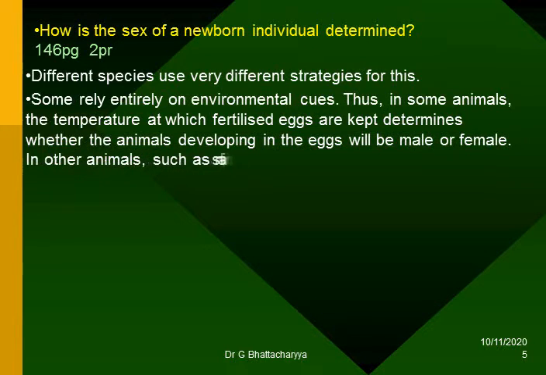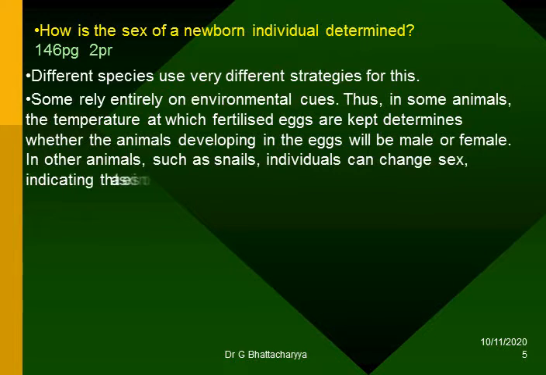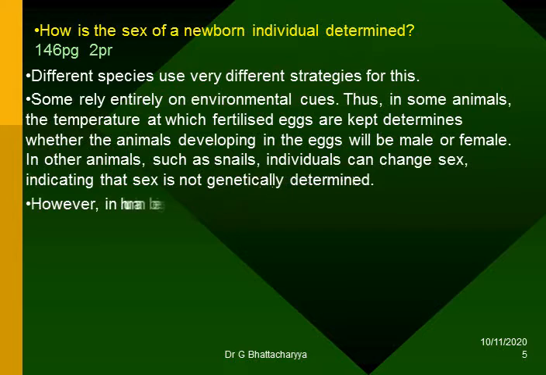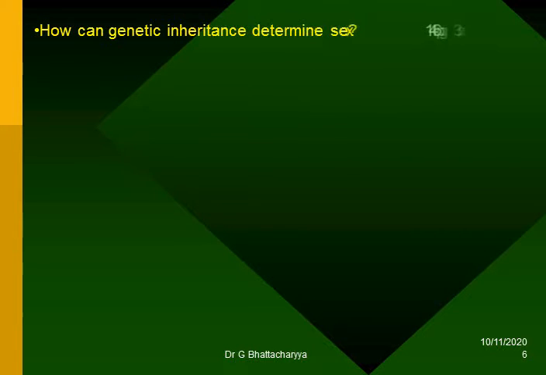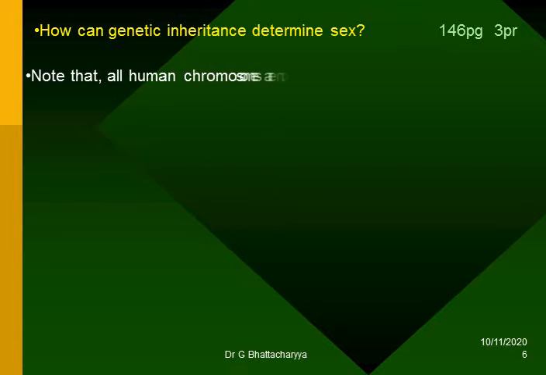In other animals, such as snails, individuals can change sex, indicating that sex is not genetically determined. However, in human beings, the sex of the individual is largely genetically determined. How can genetic inheritance determine sex? Note that all human chromosomes are not paired.